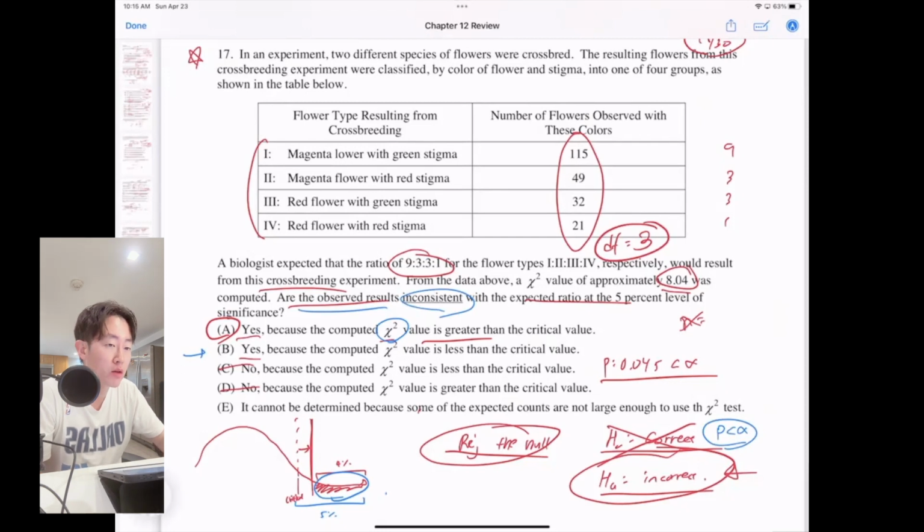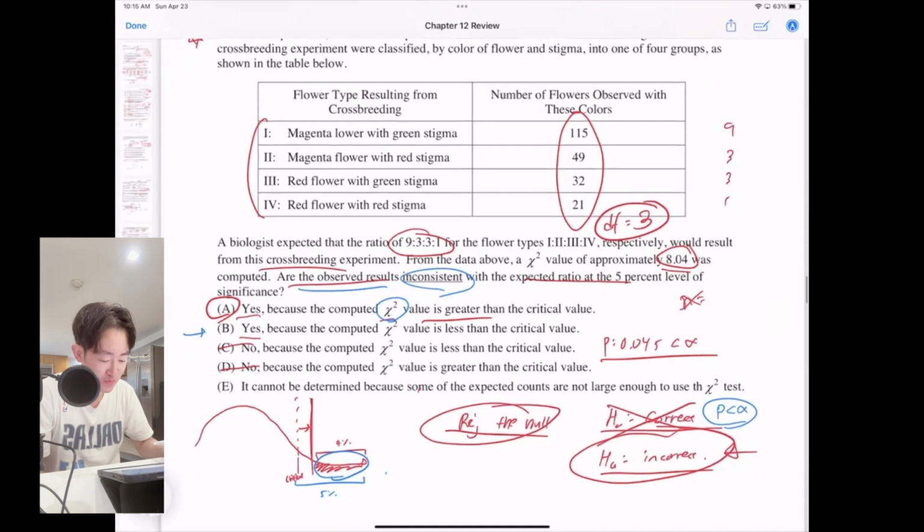But either way, even if you miss this question, this is the best possible case scenario. And remember, you don't have to get every question right. For this one, I believe it should have been A. And without any further ado, let's move on.